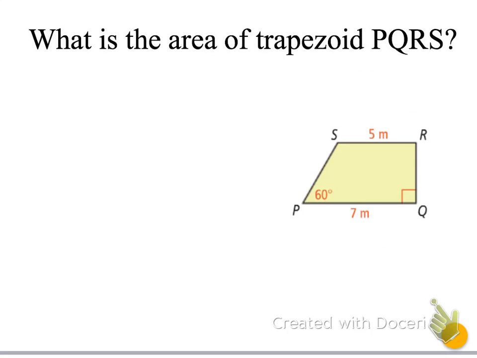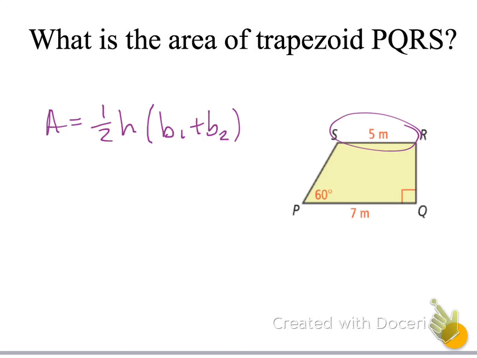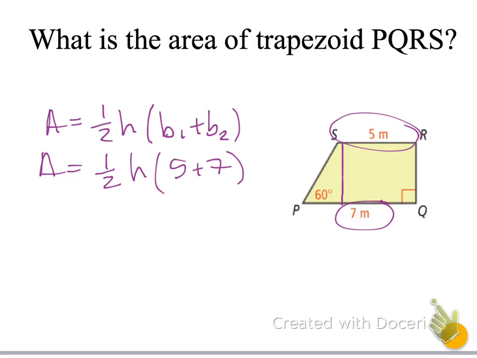Okay, what is the area of the trapezoid of PQRS? So I'm going to do A equals 1.5 times my height times my base 1 plus my base 2. So I know this is my base 1, this is my base 2. So A equals 1.5 times my height, and then my 5 plus 7. Okay, but I don't know what my height is. I need to figure out what my height is. So if I look and I create a triangle out of this, okay, I now have a 30, 60, 90 triangle.